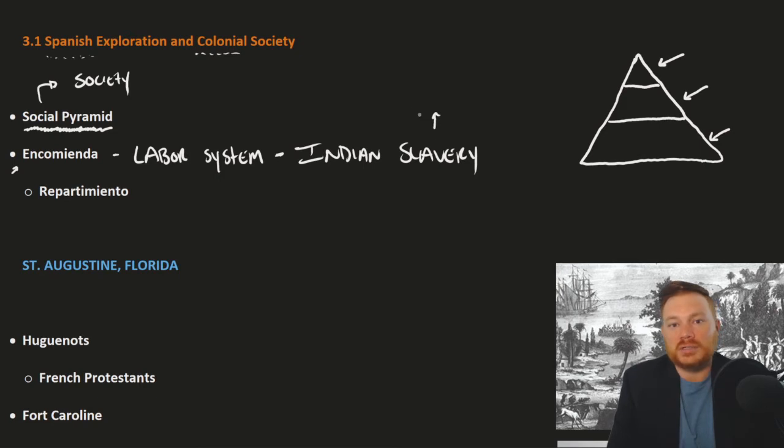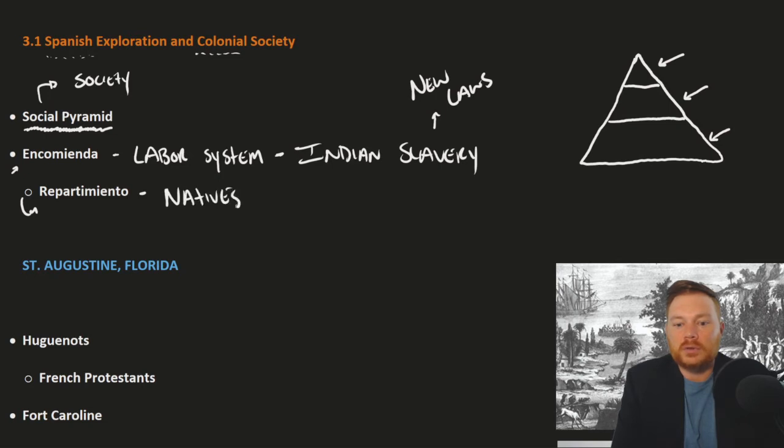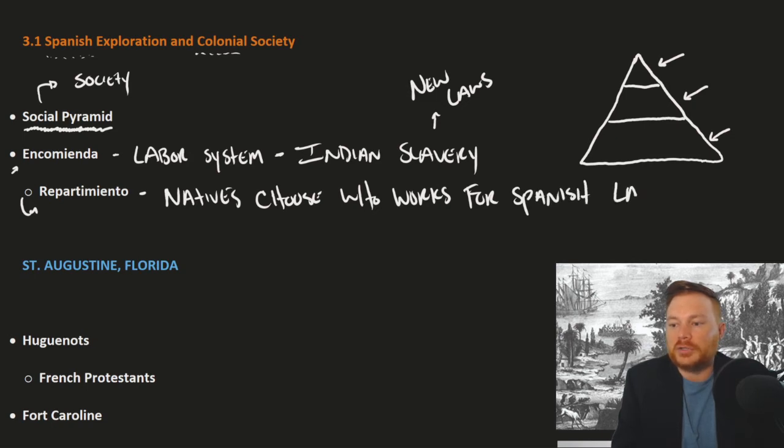However, thanks to people like Las Casas and things like the New Laws, which banned it, encomienda was replaced by repartimiento, right? And repartimiento is a new labor system. It differs from encomienda in that natives choose who works for Spanish landowners. So instead of the Spanish landowners extracting the labor, labor is still required among the native population, but various tribes can choose who they get to send to perform labor for the local Spanish overlord.